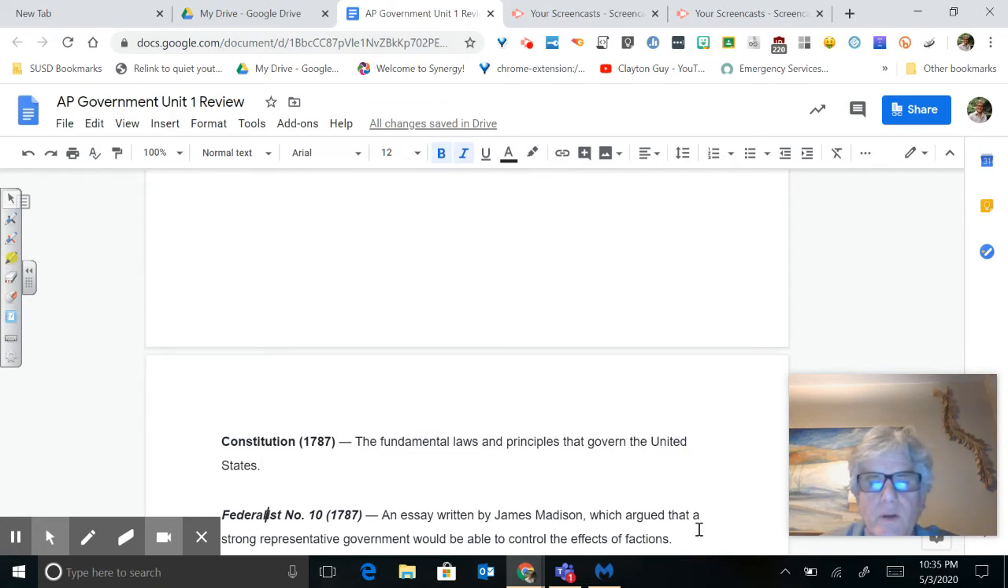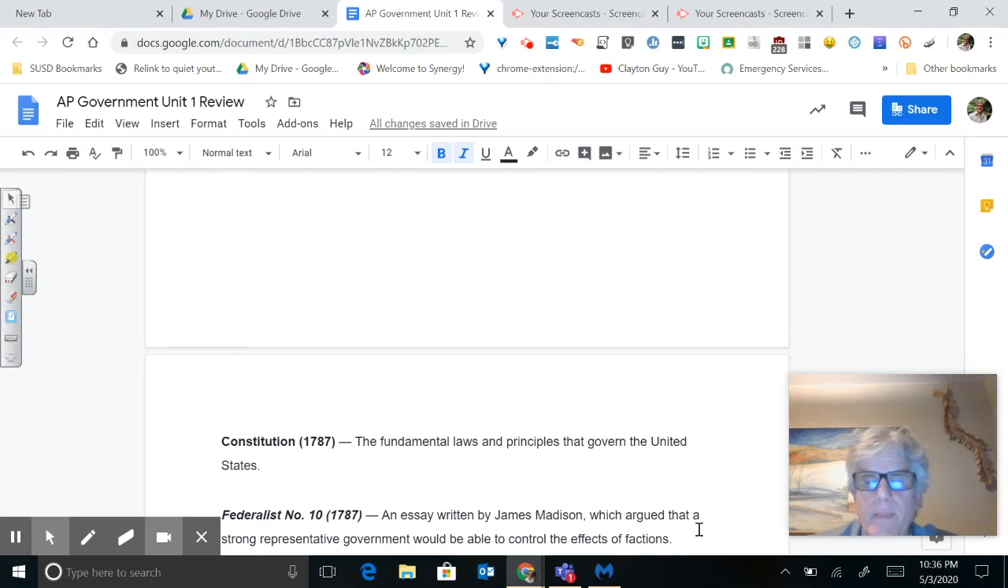Constitution, the foundational laws and principles that govern the United States from 1787. It's our current form of government. It's actually a written form of government. It's got 7 articles. It has a preamble and has 27 amendments. The articles go over the legislative branch, Article 1, the executive branch, Article 2, the judicial branch is in Article 3. Article 4 goes over the relationship between states, with privileges and immunities, with how to become a state.